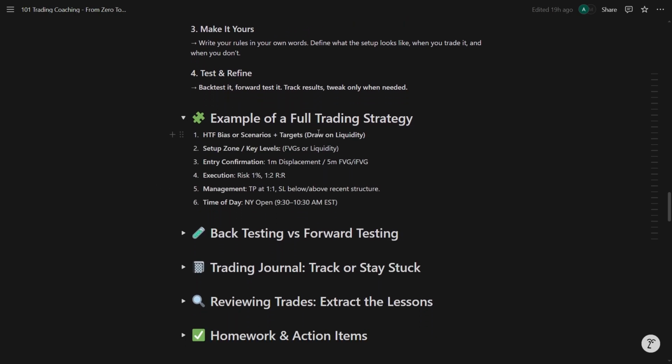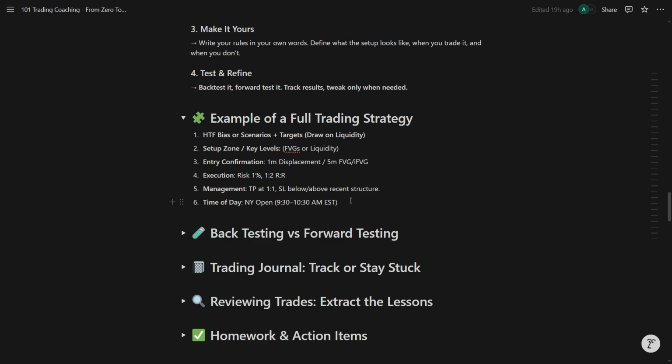So now, example of a full trading strategy. Basically, you have your high time frame bias or scenarios, plus your targets, where you think the market's likely to go. That's the target, like the draw on liquidity or targets, whatever you want to call it. And then you want to find your setup zone, for example, key levels, either in the form of fair value gaps or liquidity. Then you want to have your entry confirmation, for example, a 1 minute displacement or a 5 minute fair value gap or IFVG. And then you want to have your execution, you want to have your management, and you want to have your time of day, so when you're going to look for the setup. So this is an example of a full trading strategy.